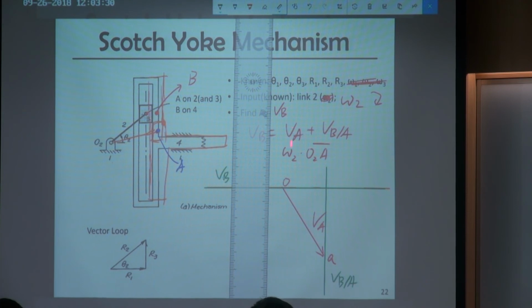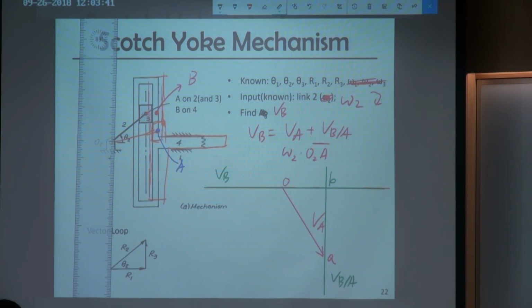We already get VB and VBA. So we know the intersection of these two green lines must be point B. Once we get point B, you just connect from the origin to point B, then you get the velocity VB. And if you're also interested in VBA, just connect from point A to point B, and that's VBA.